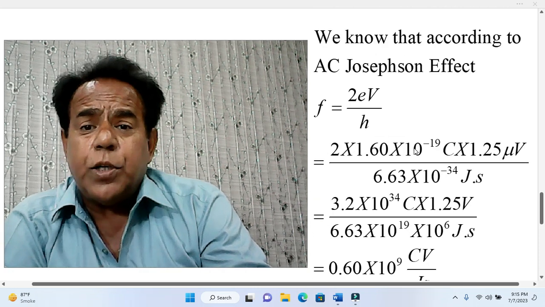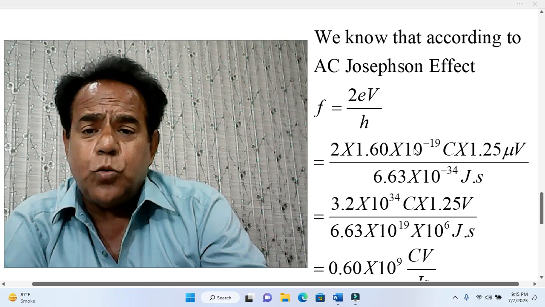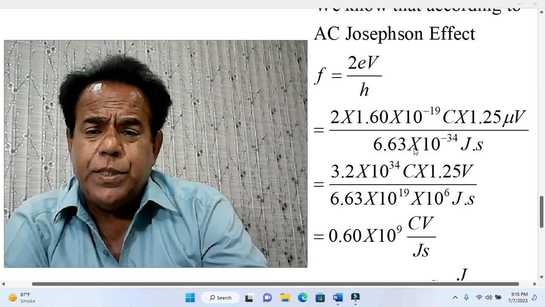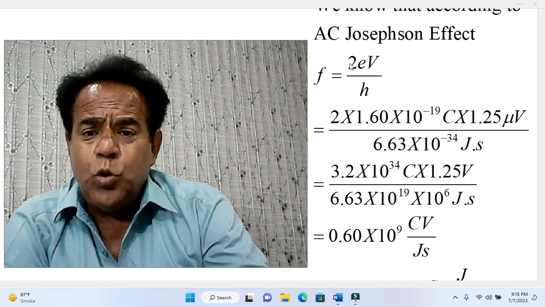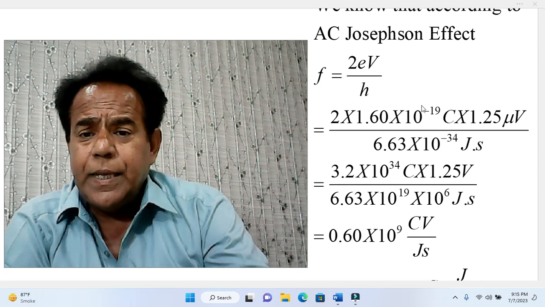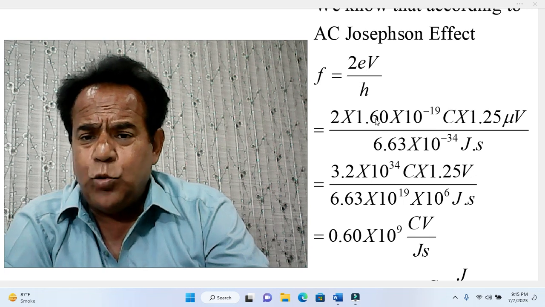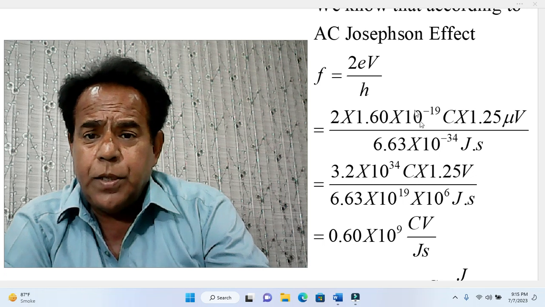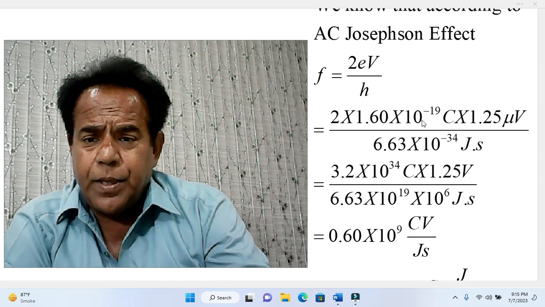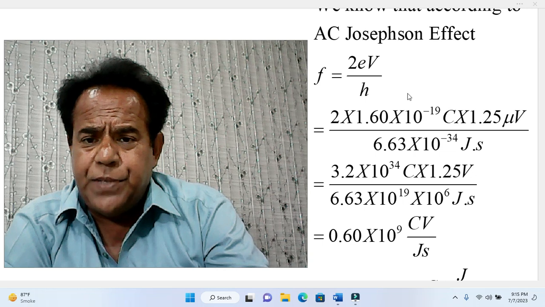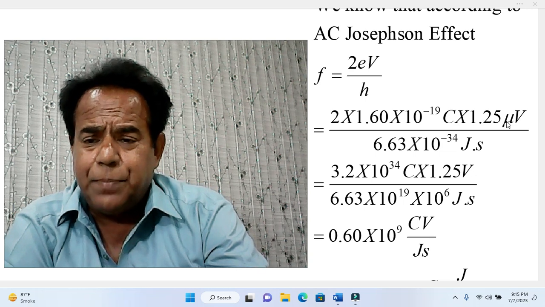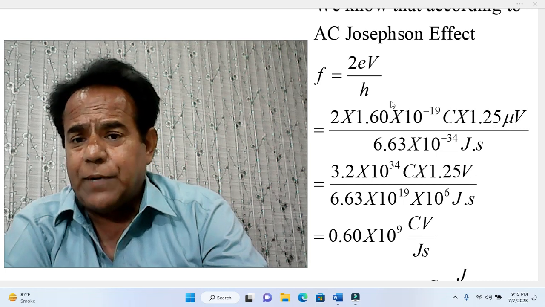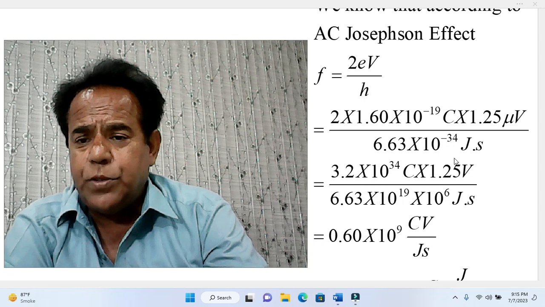We know that according to the AC Josephson effect, f is equal to 2eV over h. Then we just use values. The value of elementary charge is given in the table which we have introduced as a helping tool. V is given as 1.24 micro, where micro stands for 10 to the power minus 6, divided by Planck's constant h, whose value is this.